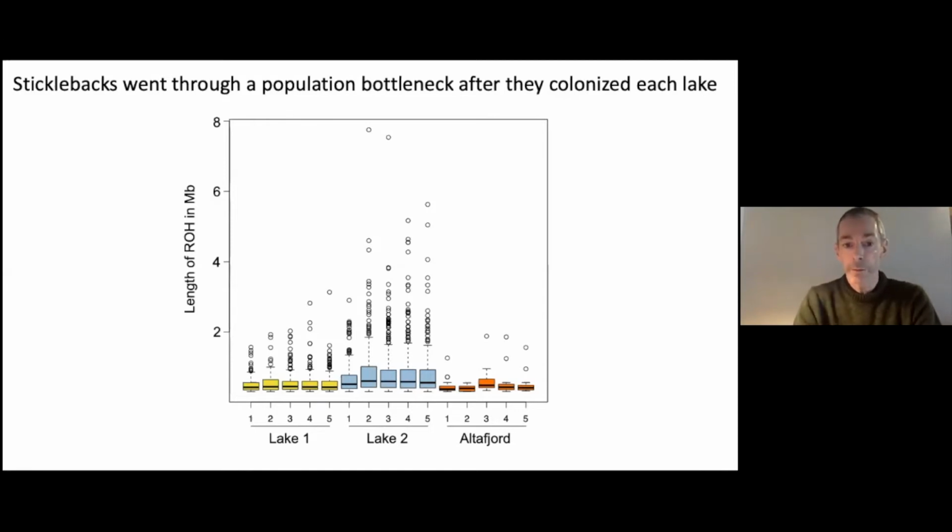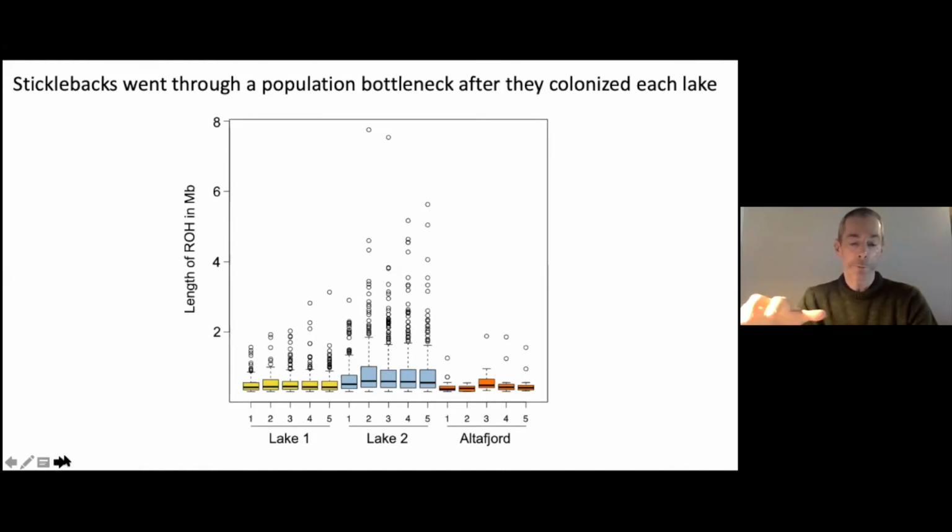And we can see quite extraordinary numbers of very long runs of homozygosity in especially Lake 2, but also in Lake 1, and very few in the fjord. Just to put this into context, the proportion of the genome that's covered in these runs of homozygosity in Lake 2 is roughly equivalent to mountain gorillas or the Isle Royale wolves, which are a classic population for studying inbreeding effects. So it's a very strong bottleneck that these populations have been through.